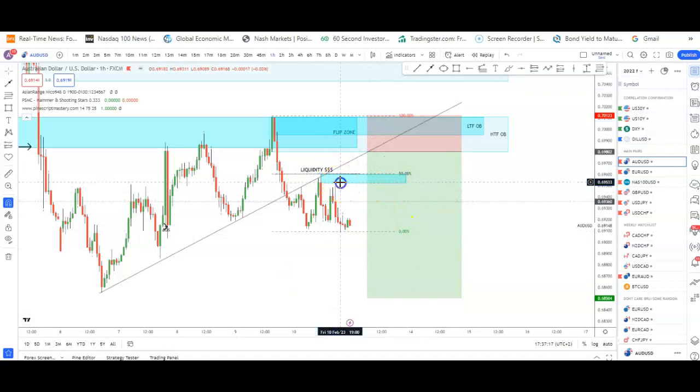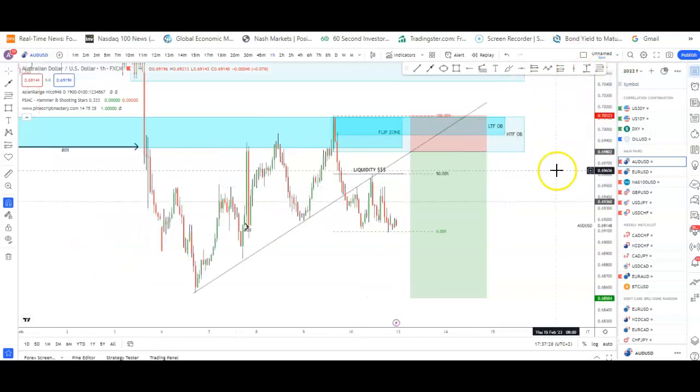Also, this supply zone is not above 50%, so it's not at premium. So let's just wait for that to go all the way up. So that'll be a nice trade to the downside.